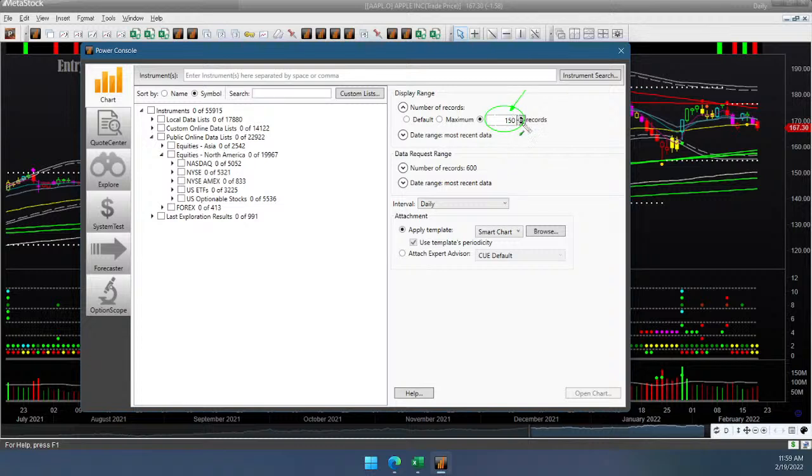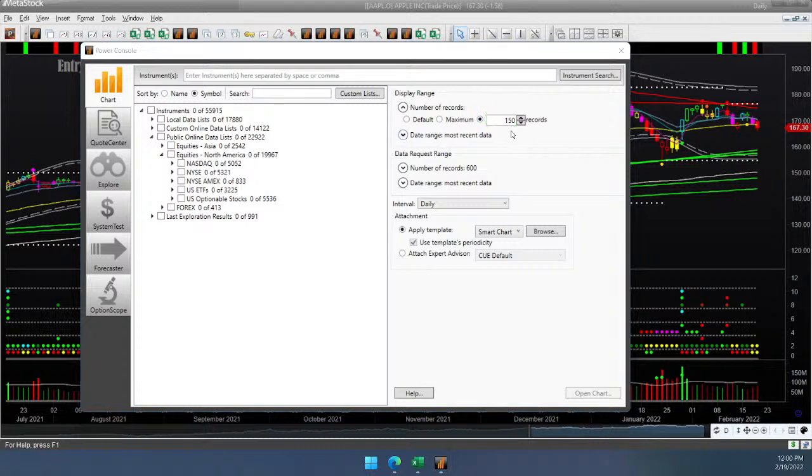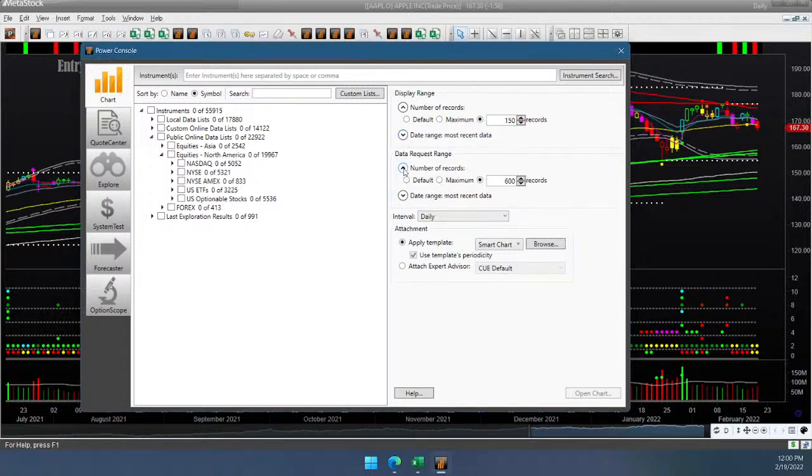It will look better if you change this number in a way that the candles are spaced properly for your screen. This is the number of records to display and how many numbers to load. That is here. For Q Global, suggested is 600. No need to load maximum, certainly no need.